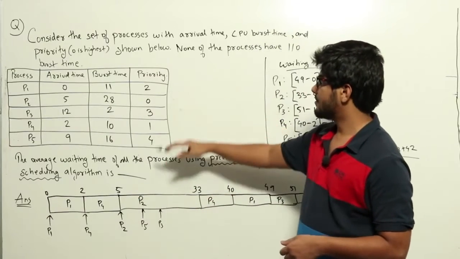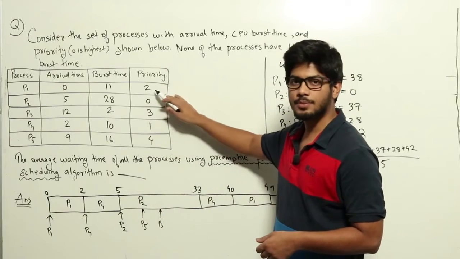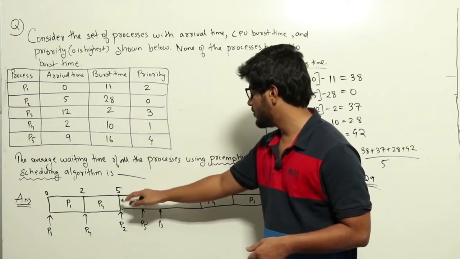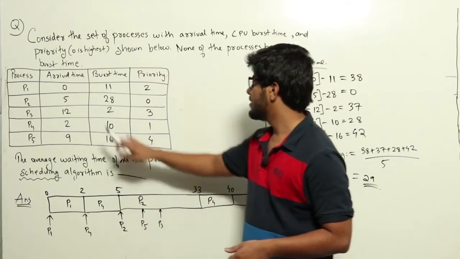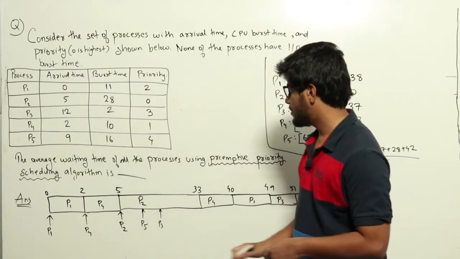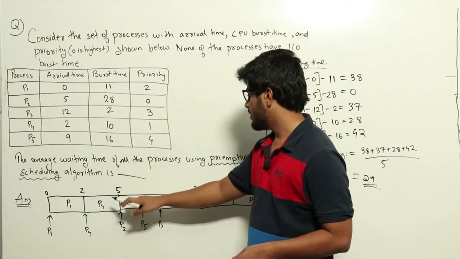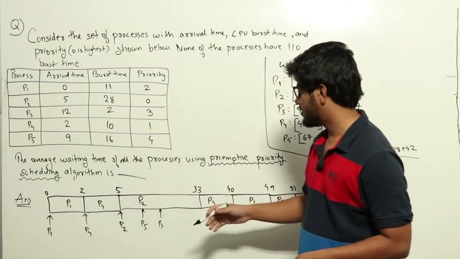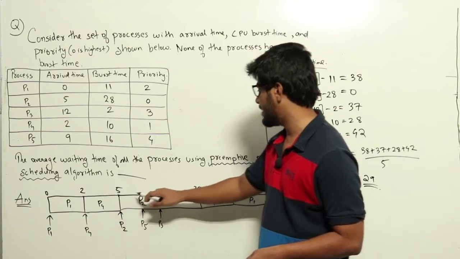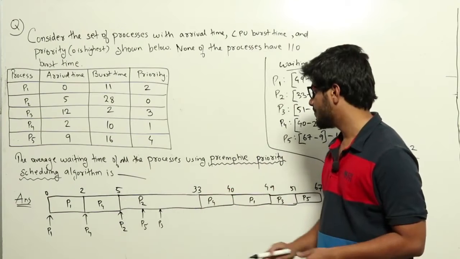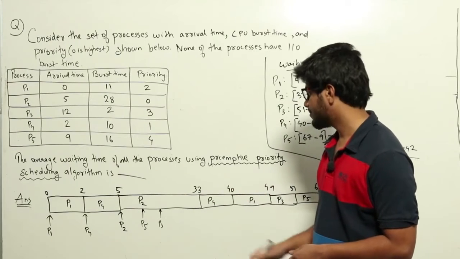So if you look at the processes, P2 has the highest priority. No other process has a priority higher than P2. So P2 will keep on running uninterrupted till its burst time is over. So P2 started running at 5. It had a burst time of 28. So it will keep on running for 28 more cycles. So that is 5 plus 28. So P2 will keep running till 33. At this point P2 will be over.